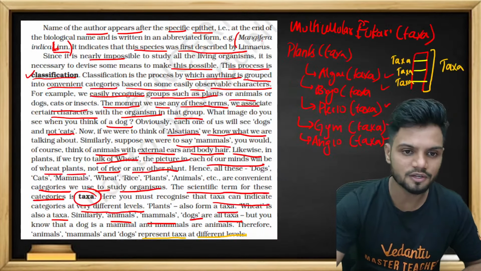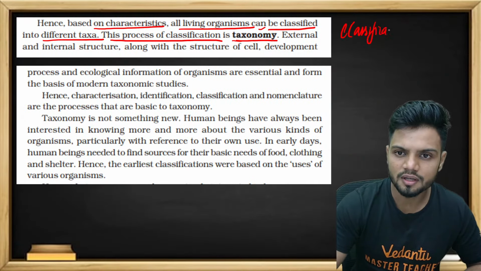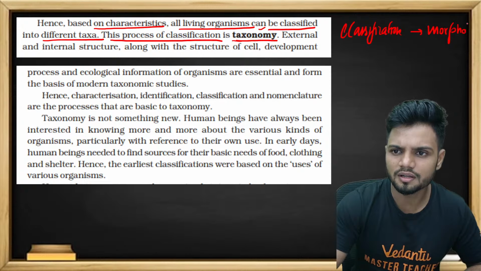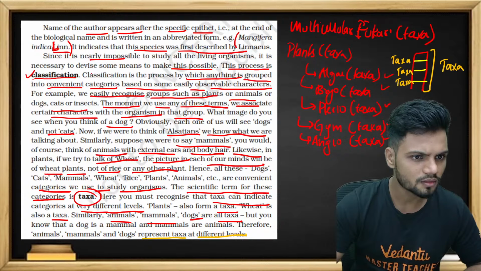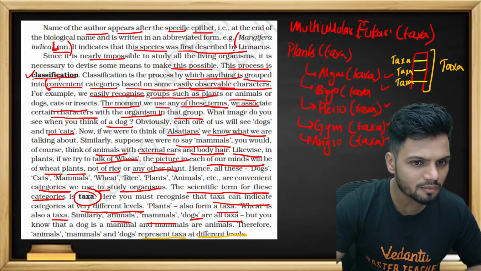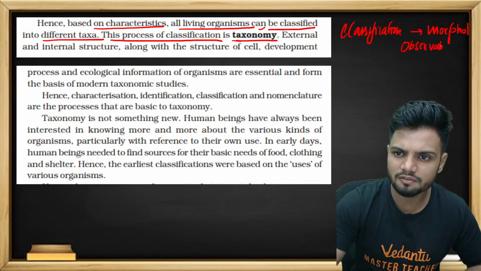When we talk about classification, students, we are mostly talking about general morphological features. It's written here. Classification is convenient categories based on easily observable characters. So classification is nothing but morphological or easily observable characters. That is your classification.